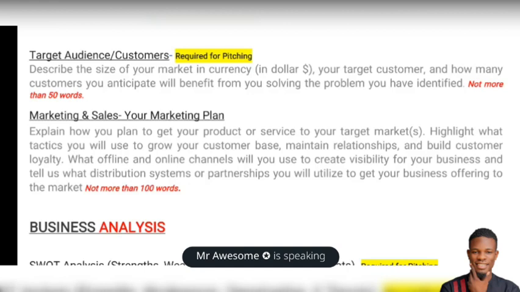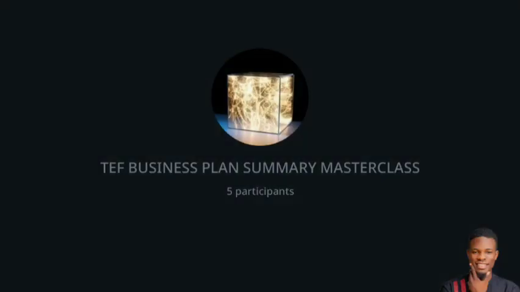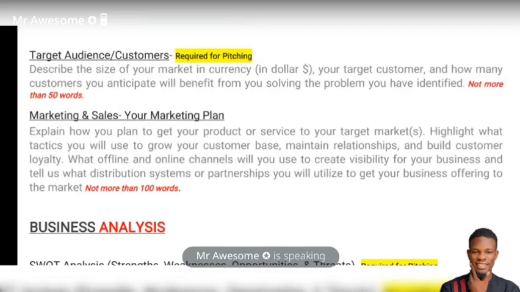So then I say highlight what tactics you will use to grow your customer base, maintain relationships, and build customer loyalty. Now you could do a buy one get one free kind of promo. You could celebrate your customers' birthdays. It's a strategy. You could tell them that you have a directory of each of your customers' birthdays, so whenever it's your customer's birthday, you send them a special birthday wish.